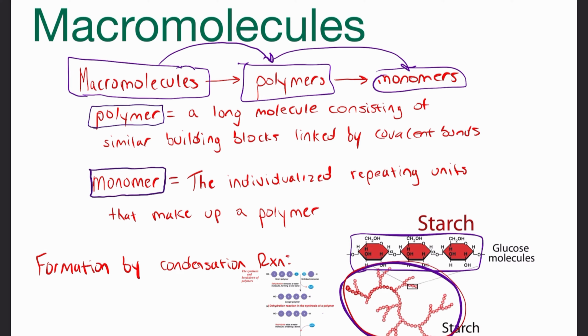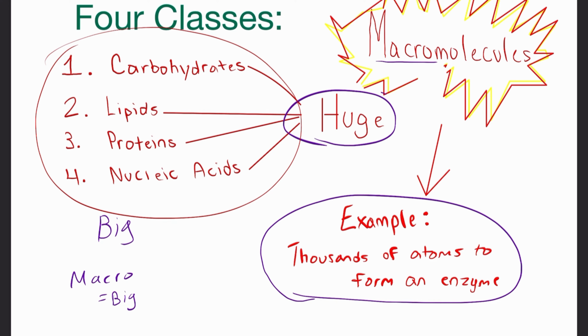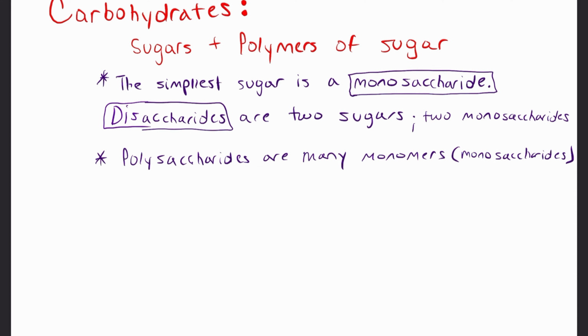So again, all these four classes are macromolecules, but for the sake of this video, we're talking about the carbohydrate. Okay, so now that we understand what a macromolecule is, we have our carbohydrates. Carbohydrates are simply sugars or polymers of sugars. The simplest sugar that we know is a monosaccharide. Then we also have something called a disaccharide, which, if you look at the di, which means two, is just two monosaccharides. So let's say we have a monosaccharide, which is also a monomer, right?